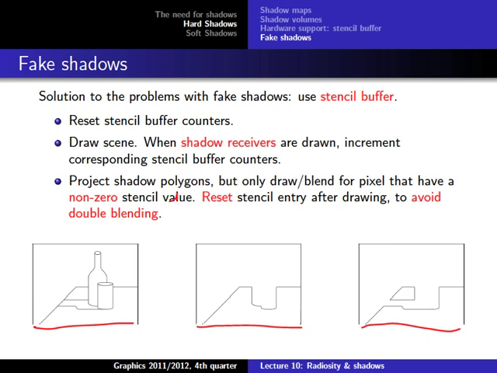So what we do is, to do this, we use a stencil buffer, and first of all, we reset all the counters. So we have zeros at all pixels in the stencil buffer representing this image. Then we draw the scene in a regular way, but whenever we draw a shadow receiver, which for example is the table here, then we increment the corresponding stencil buffer. So here, let's say we just have the table as a shadow receiver. So we increment the stencil buffer by 1 when we draw one. So this is larger than 1.